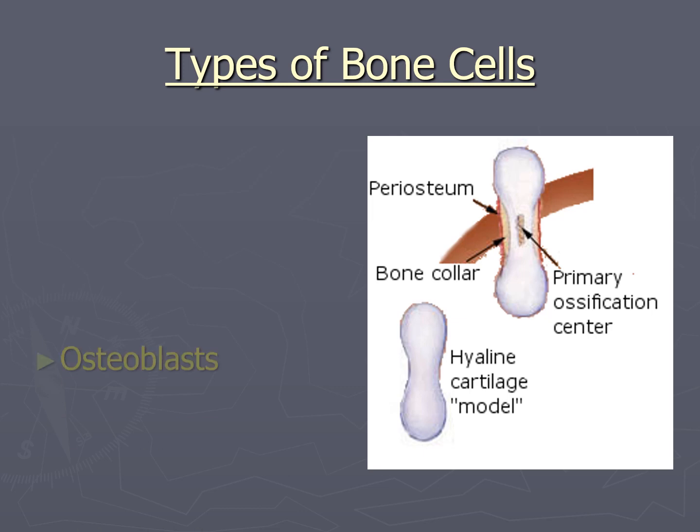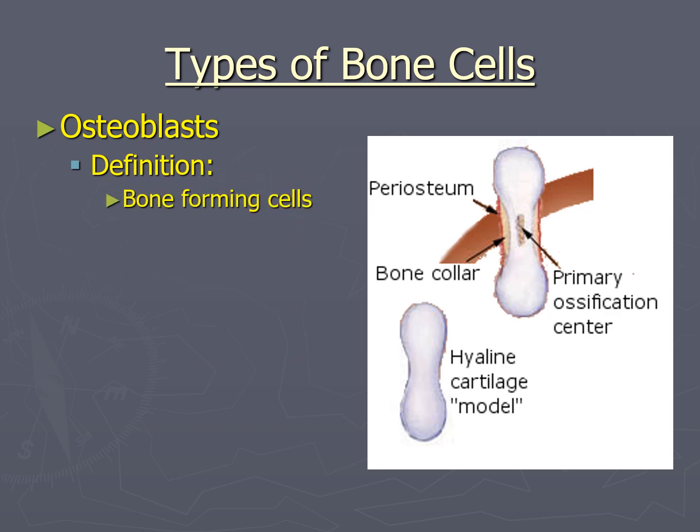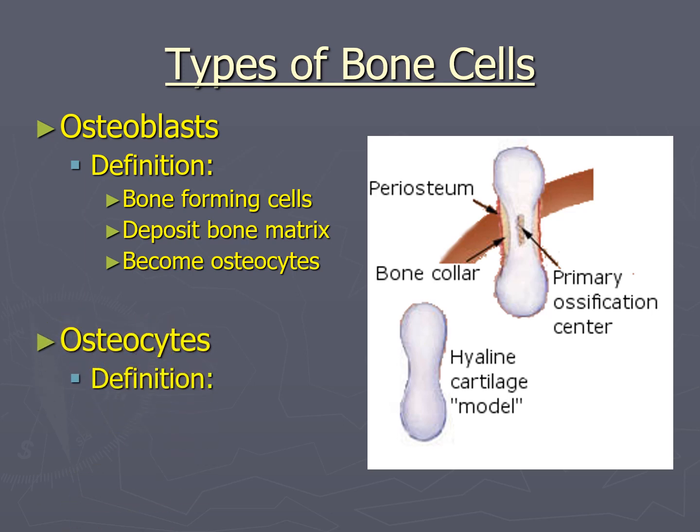So there are a few different types of bone cells. Osteoblasts are the cells that form bone. They deposit bone matrix and eventually become osteocytes, which are the mature bone cells.